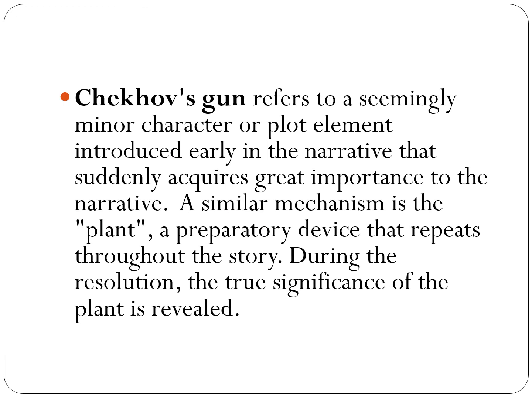Chekhov's gun refers to a seemingly minor character or plot element introduced early in the narrative that suddenly acquires great importance to the narrative. A similar mechanism is the plant, a preparatory device that repeats throughout the story. During the resolution, the true significance of the plant is revealed.